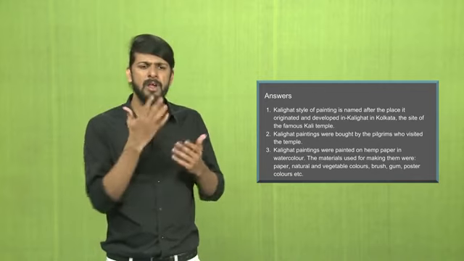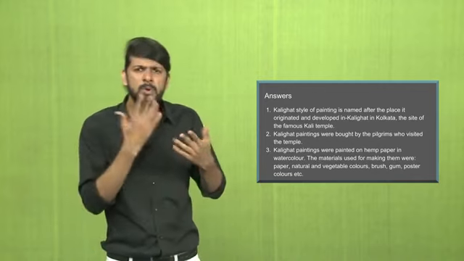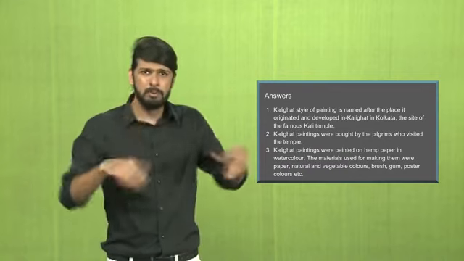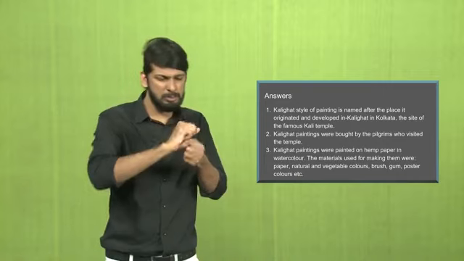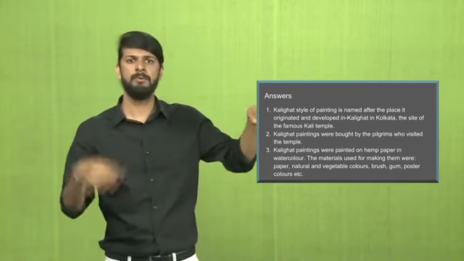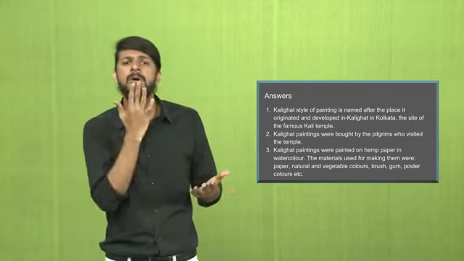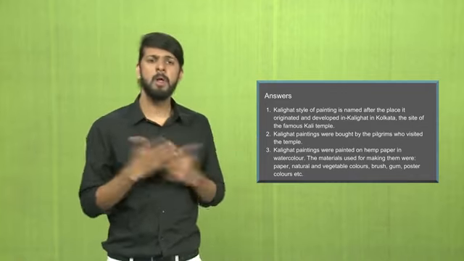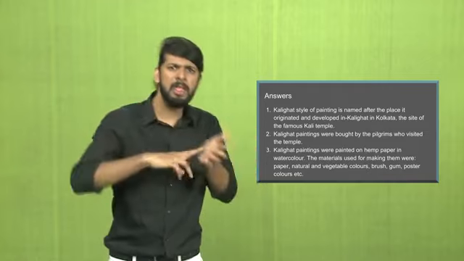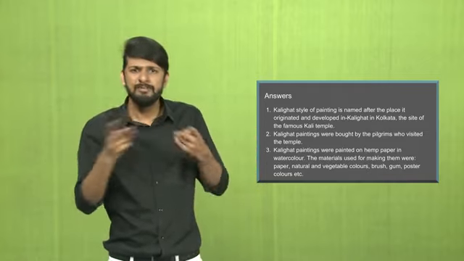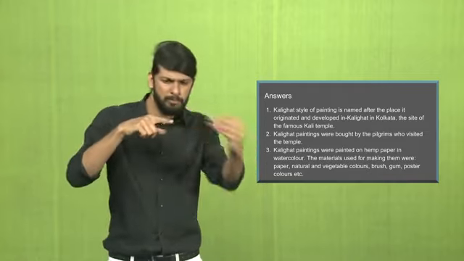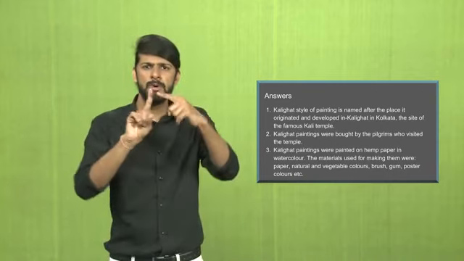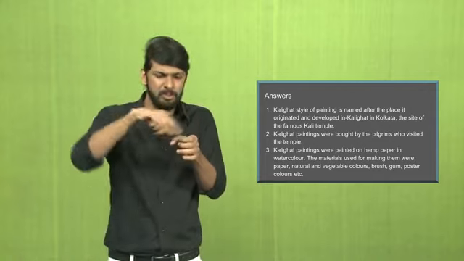The materials and the medium. The Kalighat paintings were painted on hemp paper using watercolor. The materials which are used were paper, natural or vegetable colors, brush, gum and poster colors.